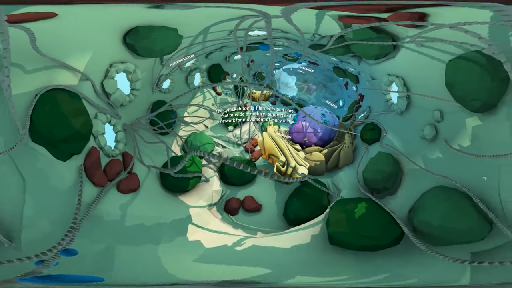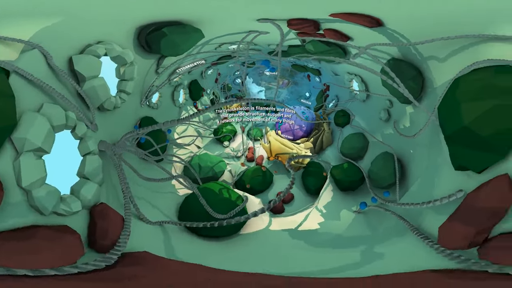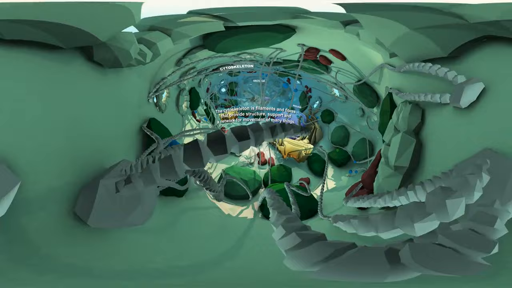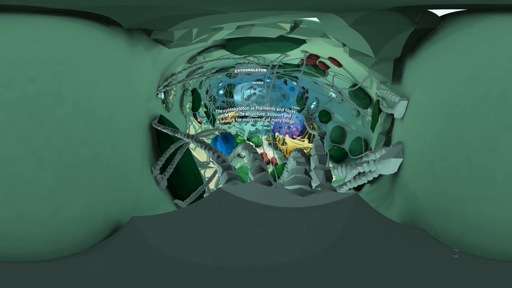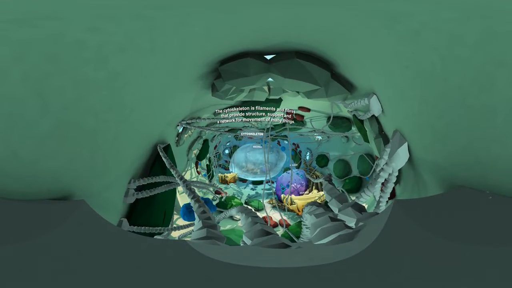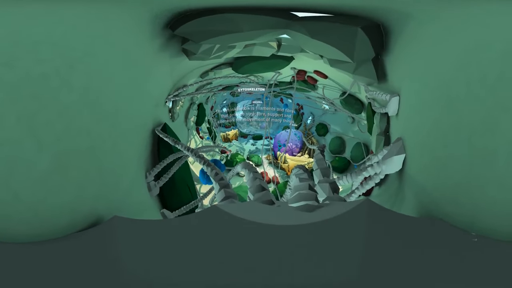The cytoskeleton, or cell skeleton, is a web of many filaments and fibres that crisscross the internal space of a cell, providing both structure and support, and creating a network of highways along which many things inside of the cell can travel.